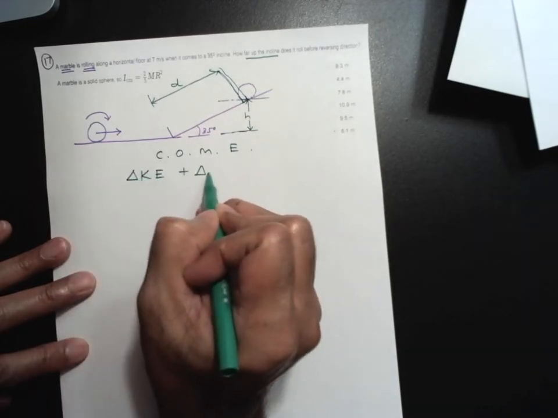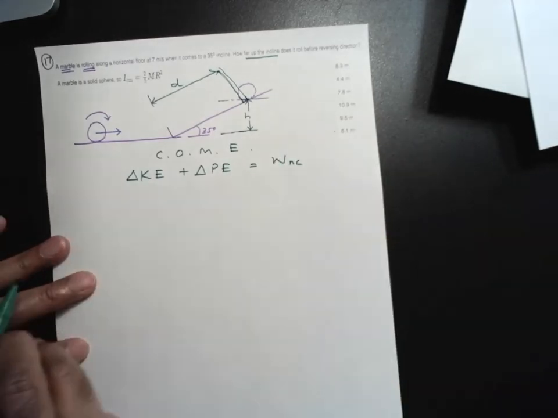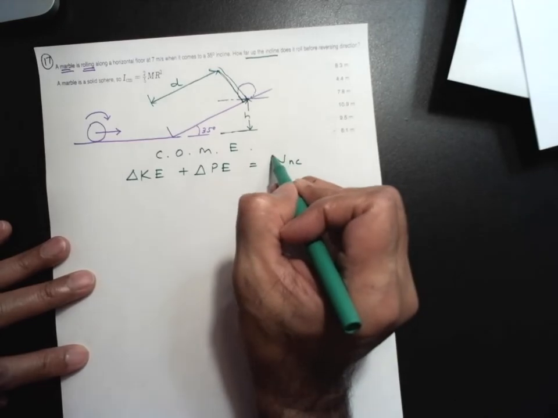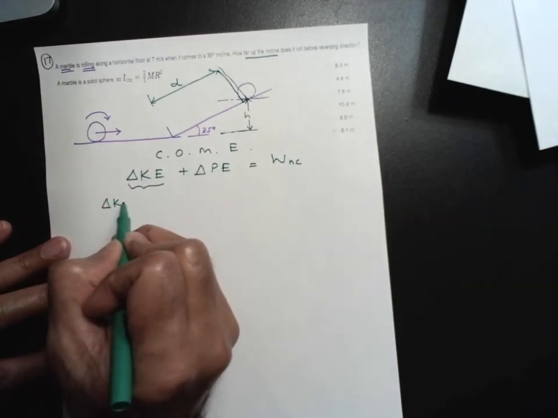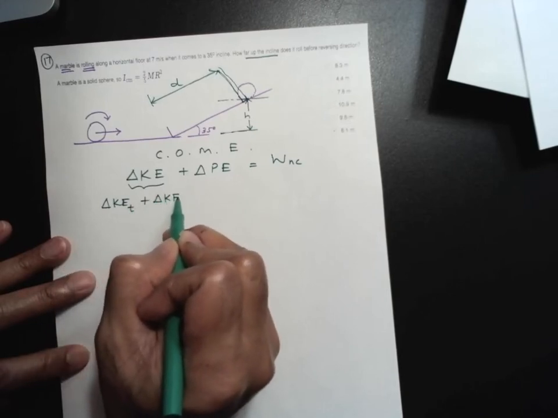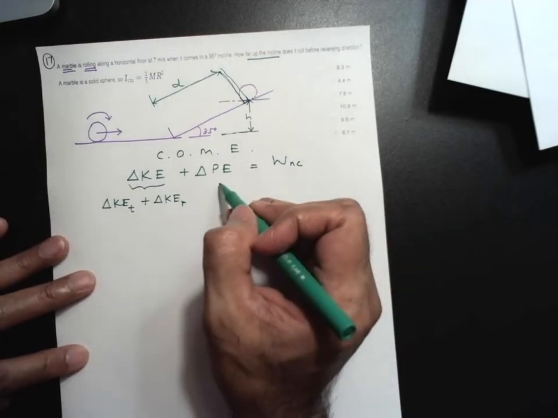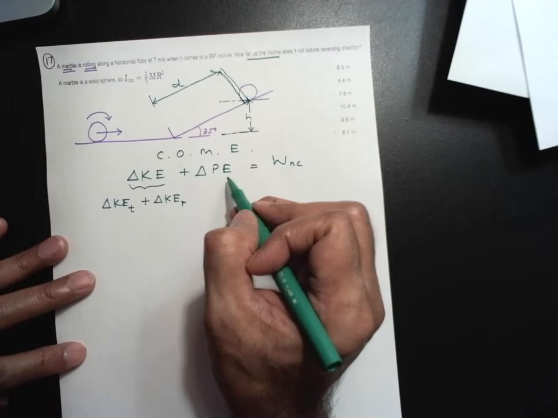Change in kinetic, change in potential equals work done by non-conservative forces. And this time there's two kinds of kinetic. There's the delta KE translational, plus there's the delta KE rotational, right? T and R. There is clearly a change in potential energy.